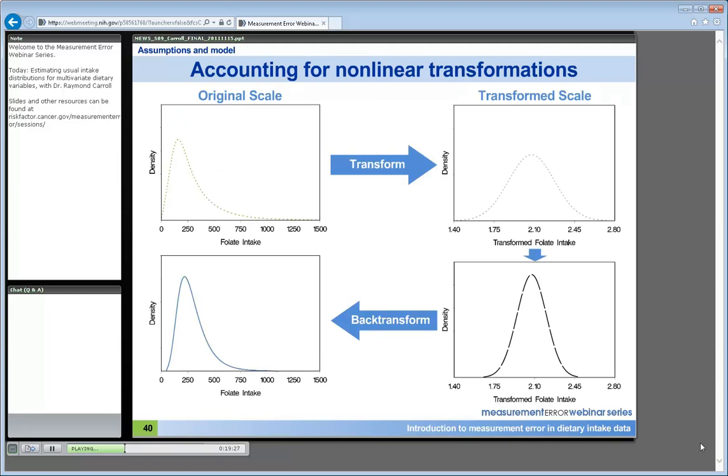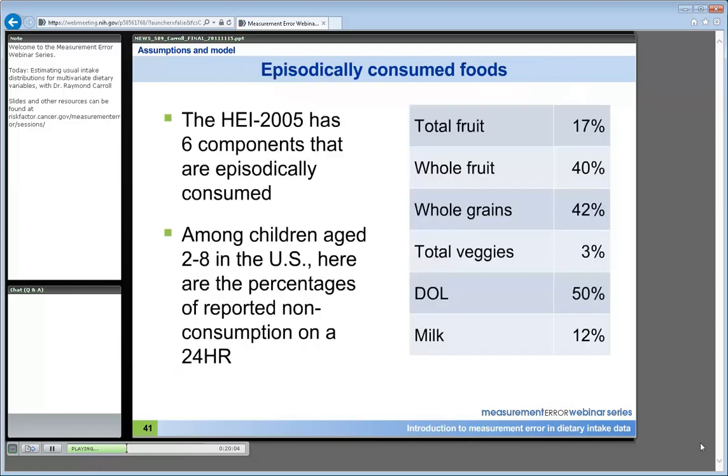We look at that folate intake distribution and say, oh my goodness, that's ugly and skewed. We then transform it so it looks bell-shaped, but that's a single day's intake, so it's too variable. We then do a measurement error analysis on this transformed scale, and get still a bell-shaped curve but with lower variability, and then we back transform to the original scale. So we're talking about distributions of folate intake, not distributions of transformed folate intakes. And we're going to do this on all 12 of the components of the HEI 2005.